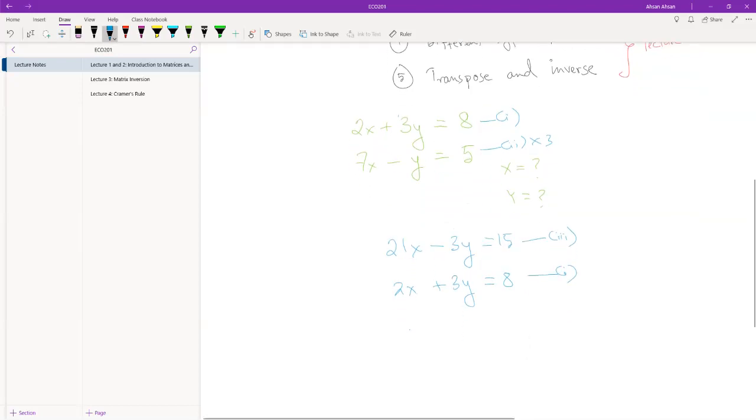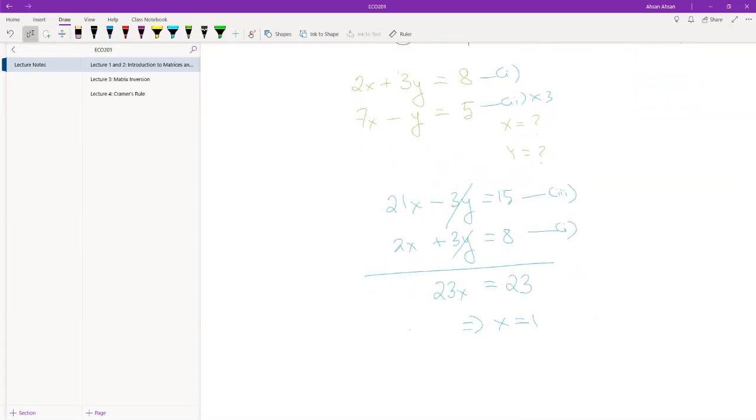Now, if I add these, plus 3y minus 3y cancels out, and what I get is 23x equals 23. As a result, I know x is equal to 1. Once I know that the value of x is equal to 1, I'm going to take this value and plug it into either this equation or this equation.